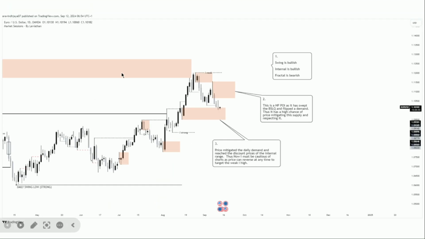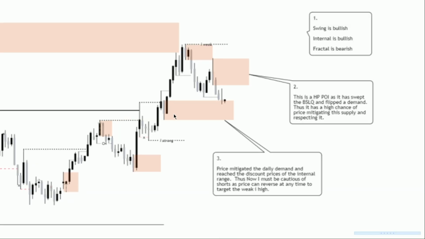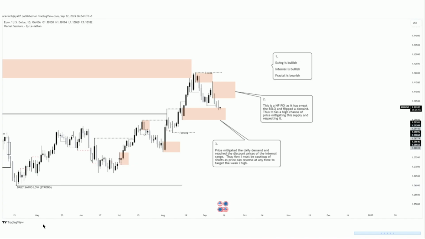Okay, this is the daily chart of EU. Here you can see the swing structure is bullish, the internal is also bullish, but the fractal is bearish. But the price has mitigated the daily demand and reached the discount prices of the internal range. Thus now I must be cautious of shorts, as the price can reverse at any time to target the weak internal high. So yeah, that's possible.